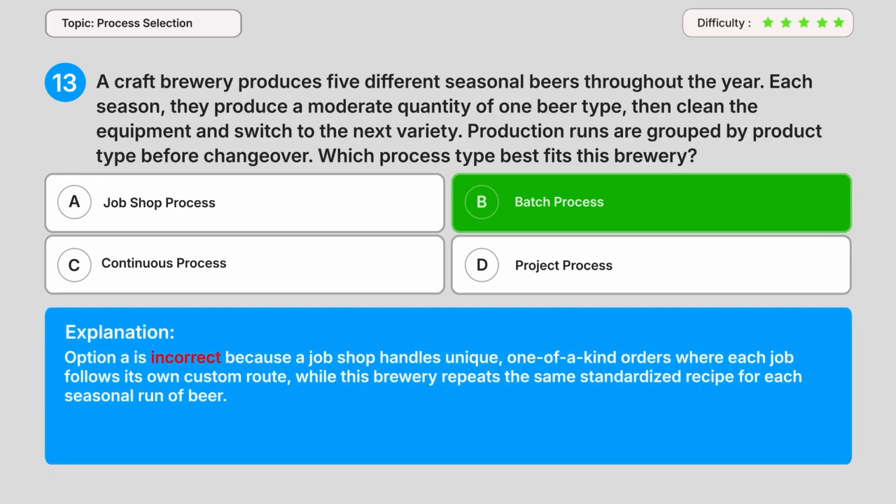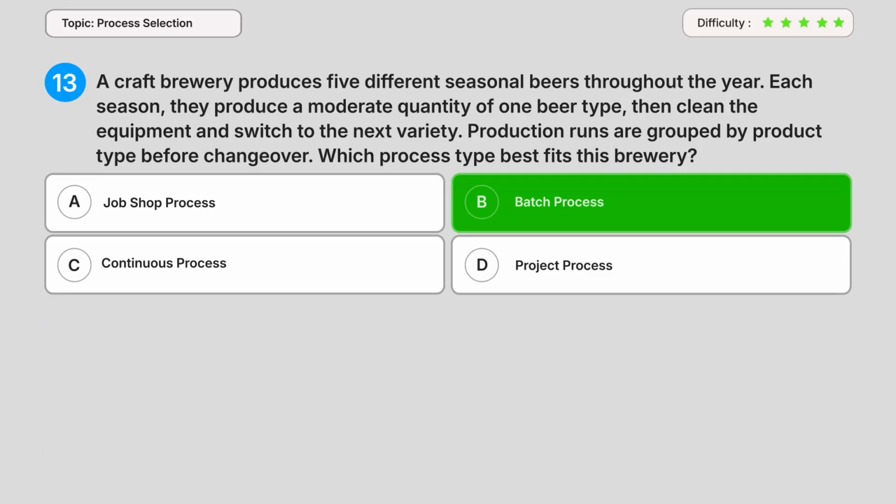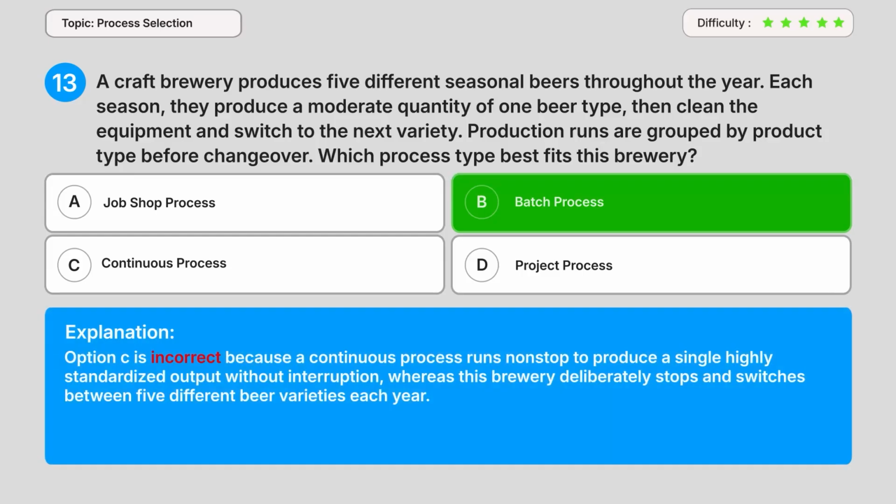Option A is incorrect because a job shop handles unique, one-of-a-kind orders where each job follows its own custom route, while this brewery repeats the same standardized recipe for each seasonal run of beer. Option C is incorrect because a continuous process runs non-stop to produce a single highly standardized output without interruption, whereas this brewery deliberately stops and switches between 5 different beer varieties each year.